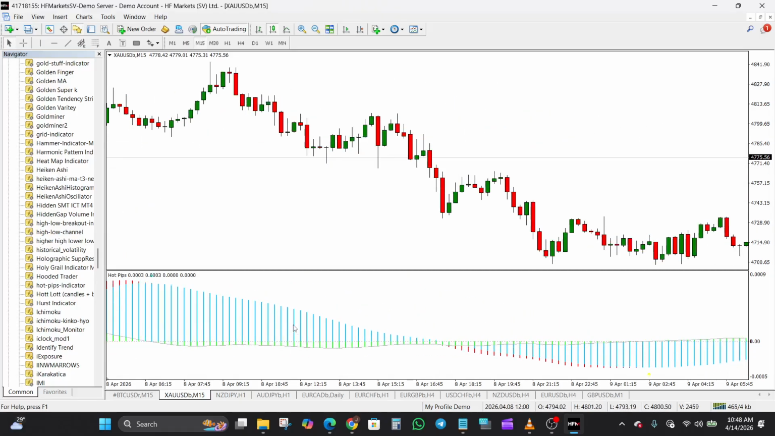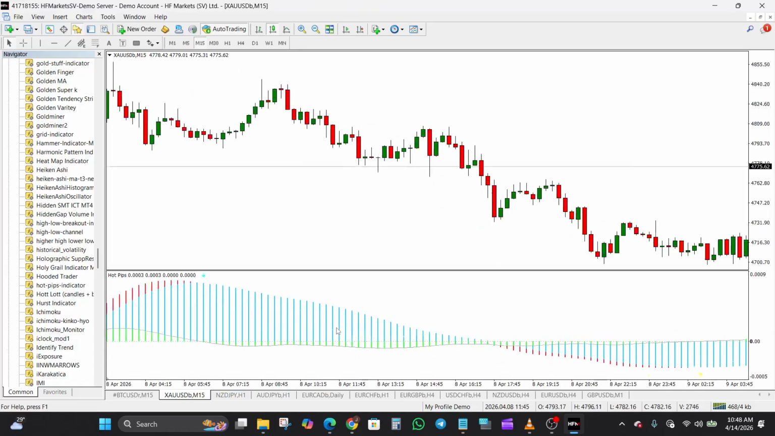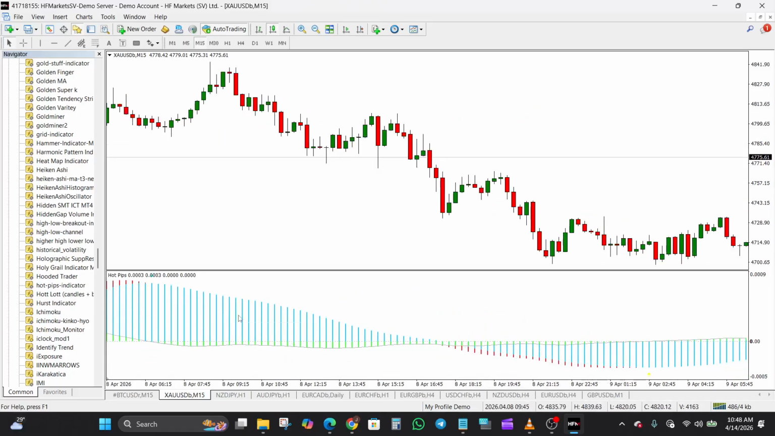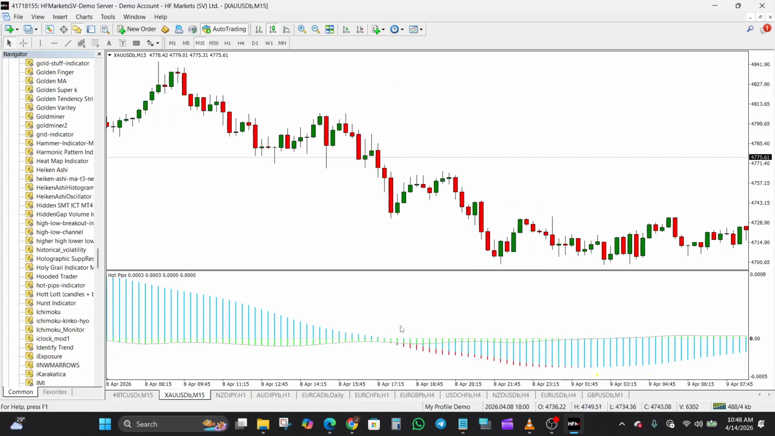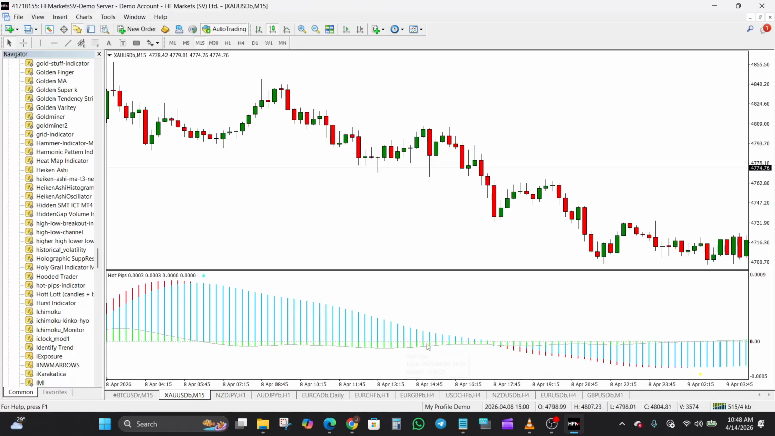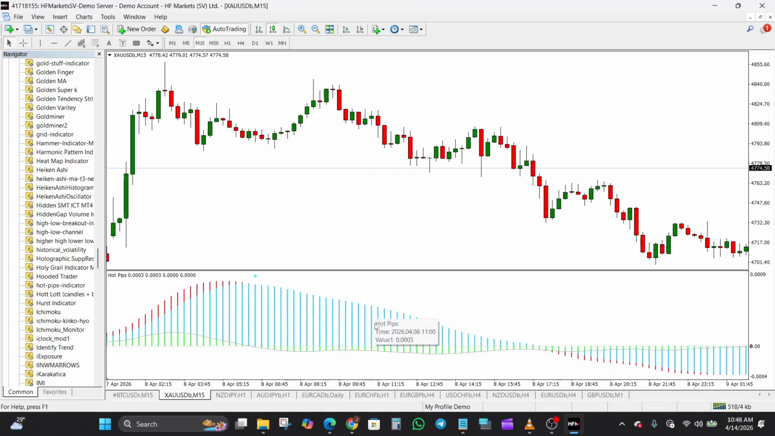All right, and then especially when it is above the zero level. All right, when it is above the zero level, it shows the prevalence of bullish momentum. And then when the vertical lines drop below the zero level, you will notice that there is bearish momentum prevailing in the market.